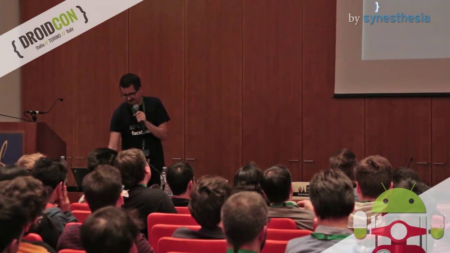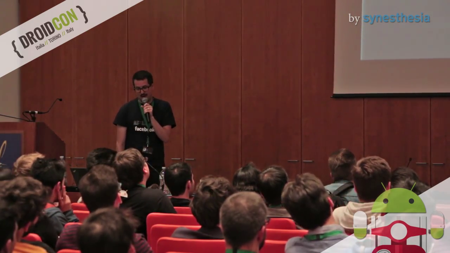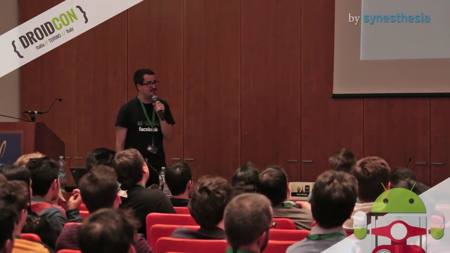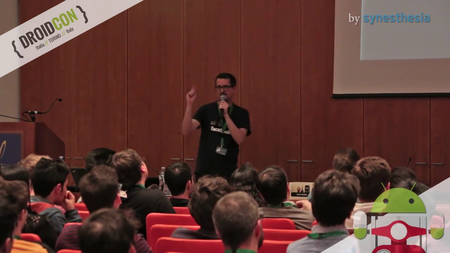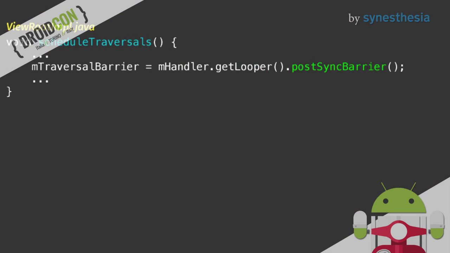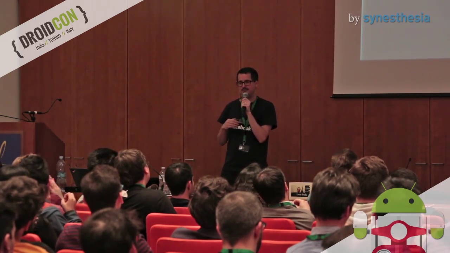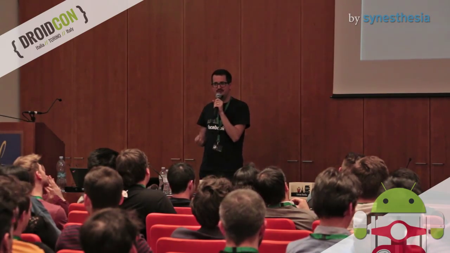So just to give you a sense of why this happens to work, whenever you're about to run a traversal, what the UI toolkit does is it adds a barrier in the looper. And that's the UI toolkit telling you, I want to own the main thread now. I don't want any runnables, any random code that you have, to be affecting what I'm doing now. So it adds a barrier, does the traversal, and then it removes the barrier.